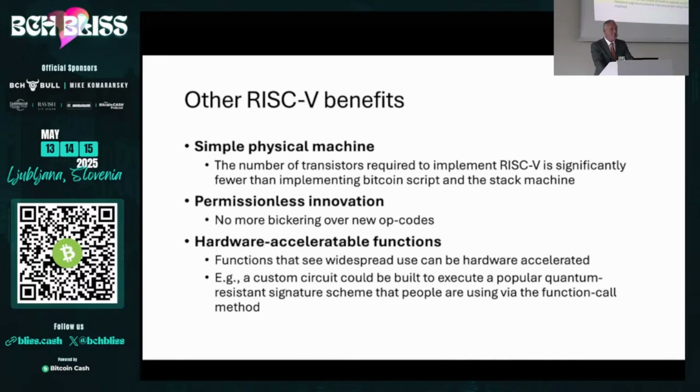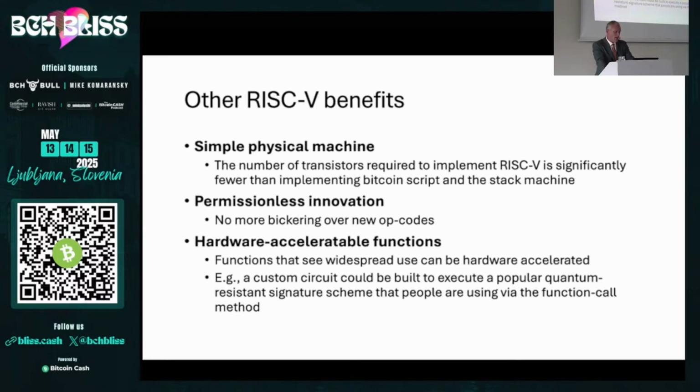It's a simple physical machine. A lot of people think this is some crazy science project, but you can implement RISC-V with 40,000 transistors. Implementing the Bitcoin virtual machine or the Ethereum virtual machine is way harder. So this is actually simpler in hardware than what we're doing now. We'd probably want to have a fast multiplier, so maybe it would take it to 120,000 transistors, but it's still very small. Permissionless innovation, no more bickering over new opcodes, because you can do anything you want already because you have a Turing-complete language. It has full access to the transaction data.